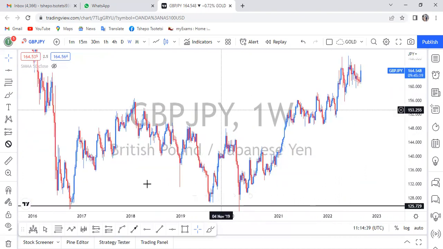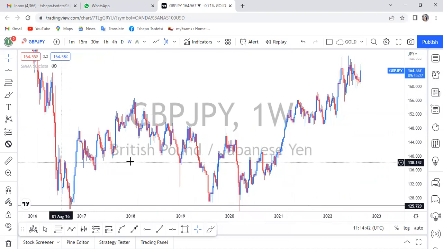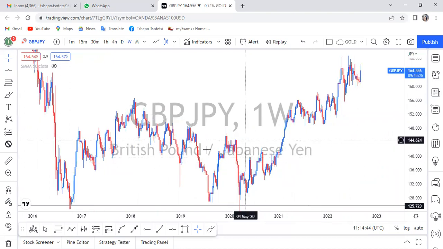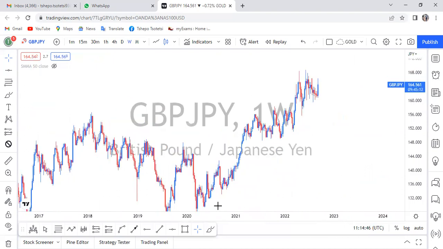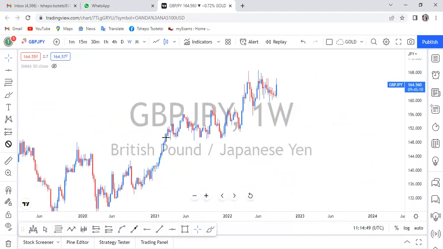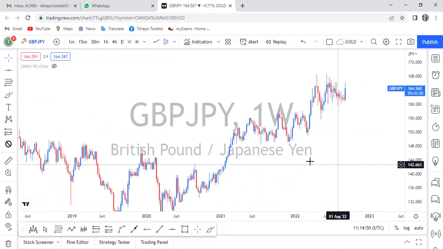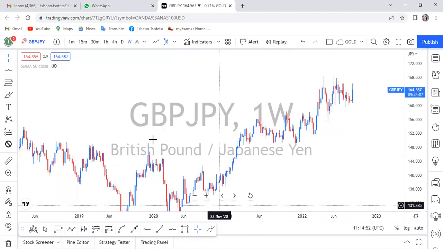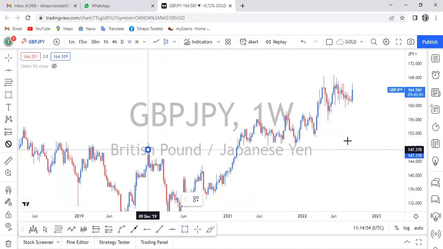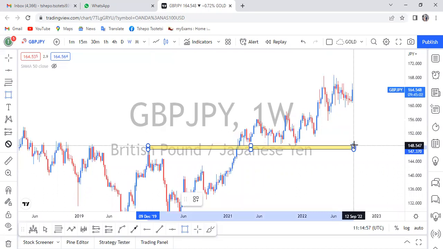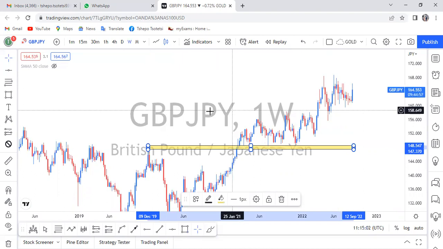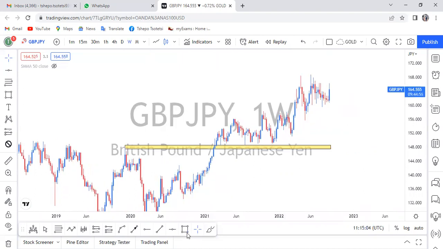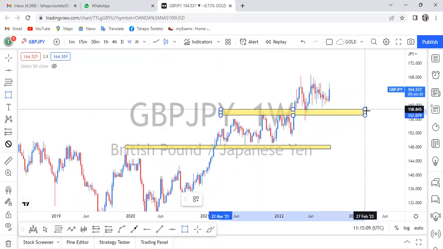So what do we see here? We can see we have a level that is full of rejection. Let me zoom in. We have this level here, which was our resistance, and now it turned into support. We have another level here. It was a resistance and it turned into support.